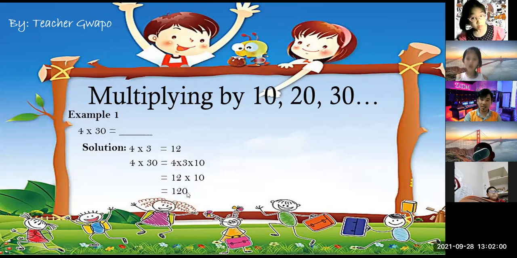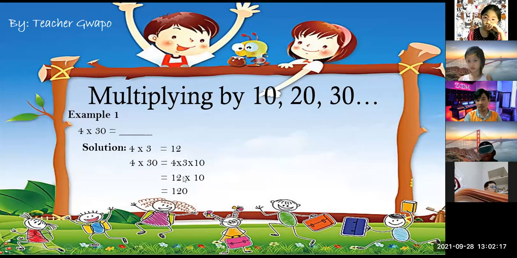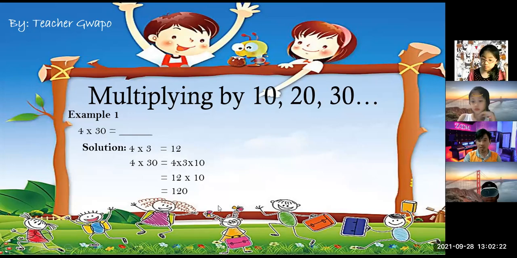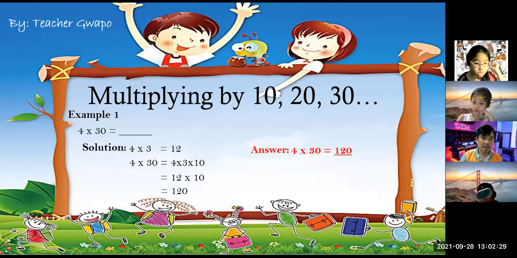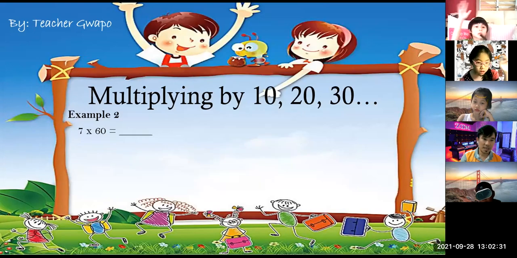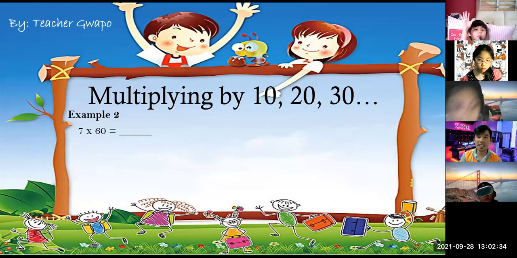So we just add 0. In here, you can see 4 times 3, there's no 0. So 4 times 30, there's a 0 in here. So it's just like 12, and then we just put 0. So 4 times 30, that is 4 times 3 times 10, or 4 times 3 is 12, and then just bring down the 10 here. So 12 times 10 is equal to 120. So the answer here, 4 times 30 is equal to 120.